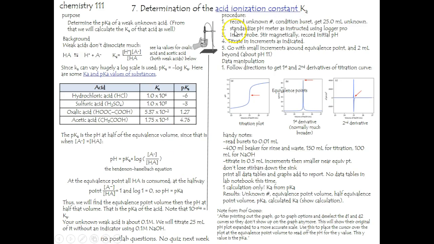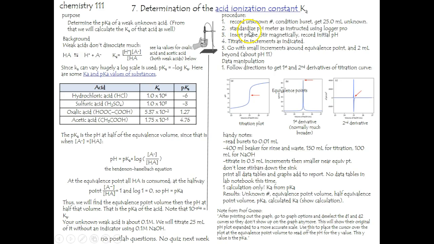All right, here's our procedure. First, record your unknown number. Condition your burette, which means rinse it with the same stuff you're going to titrate with. So we'll run sodium hydroxide through it once or twice, and then get 25 mils of your unknown and measure that volume precisely, to the 100th of a mil.